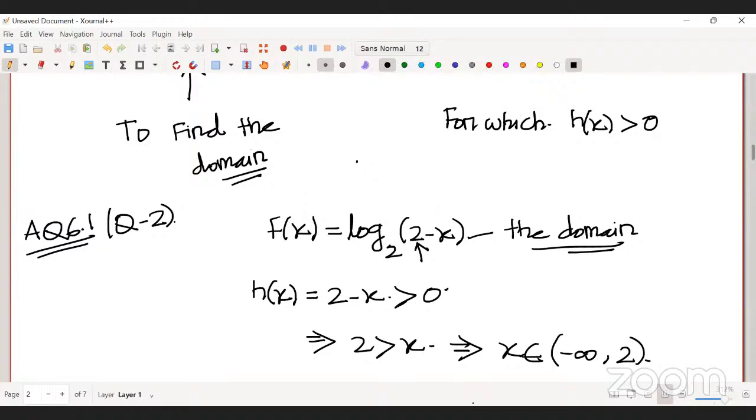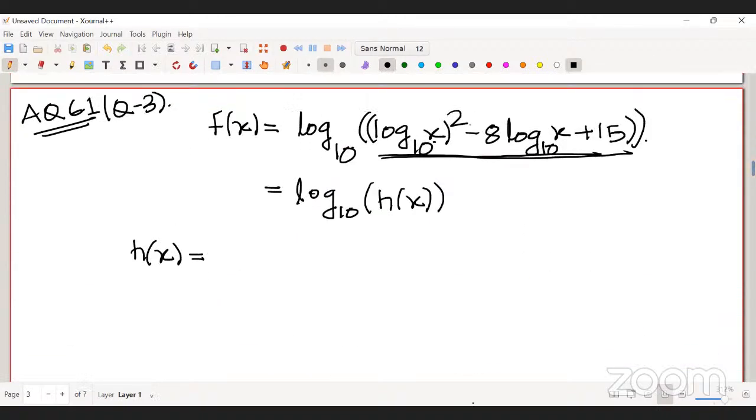In the previous question, we calculated the region for which the whole function is greater than zero. We are not calculating individually. Here also you have two terms, 2 and minus x, but we calculated together 2 minus x greater than 0 for the whole function. Similarly, we'll do the same thing here and calculate for the whole function.